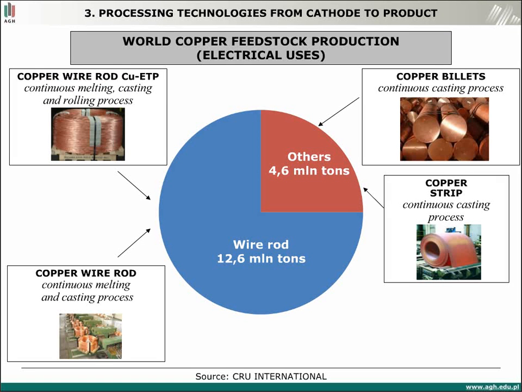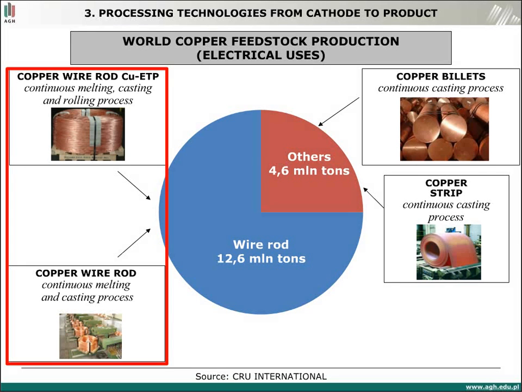So, as you can see, there are at least four main technologies for processing copper cathodes. This graph shows the share of particular semi-finished products in all copper electrical applications. You can clearly see that most copper cathodes intended for electrical applications are processed mainly in the form of round-shaped wire rods.